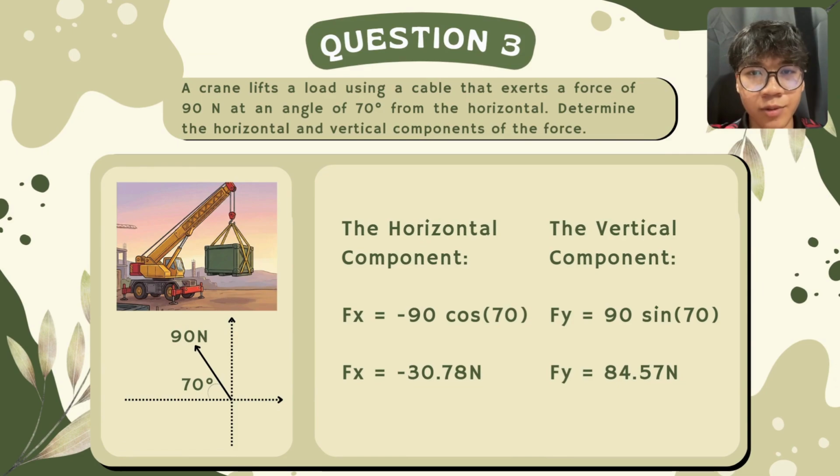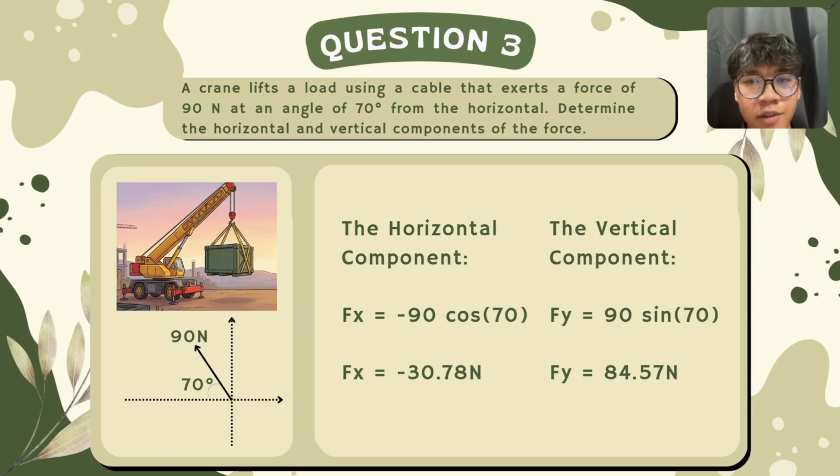Okay, now let's talk about question 3. A crane lifts a load using a cable that exerts a force of 90 Newton at an angle of 70 degrees from the horizontal. Determine the horizontal and vertical components of the force. So we have to find the horizontal component and the vertical component.